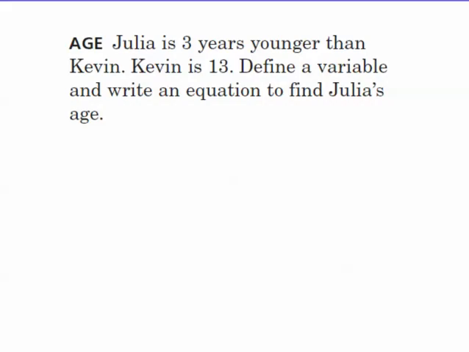Okay, so it says it's in a word problem. So Julia is 3 years younger than Kevin. Kevin is 13. Define a variable and write an equation to find Julia's age. So we need to figure out what's unknown. Well, down here it says exactly what our unknown is. It says define a variable to write an equation to find Julia's age. So Julia's age is what I don't know. So Julia, we'll represent it with a J. Because typically you'll use a variable that's associated with what it represents.